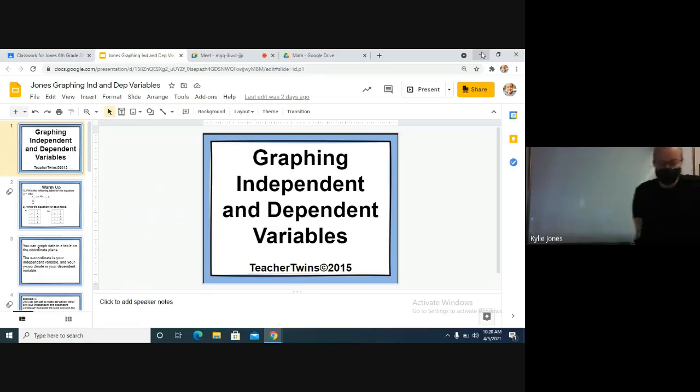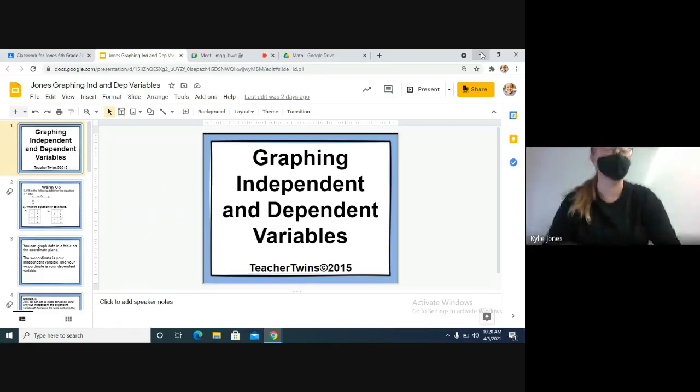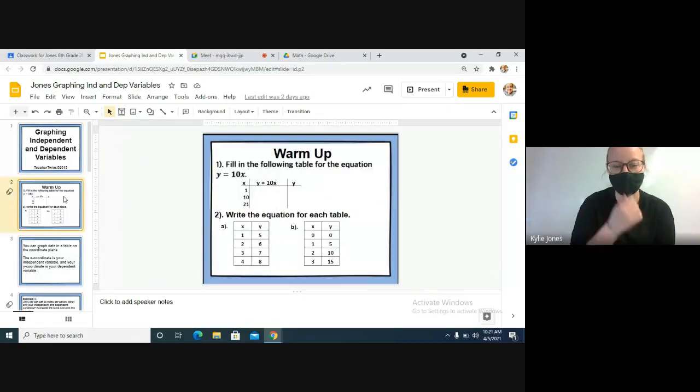Okay, let's do it. You guys can see my screen, right? Graphing independent and dependent variables. We have been building up to this. Last week we learned about what independent and dependent variables are. And then we also learned how to come up with an equation based on the table that it gave us. So we're going to practice that a little bit right here on slide number 2. So go ahead and go to slide number 2, please.